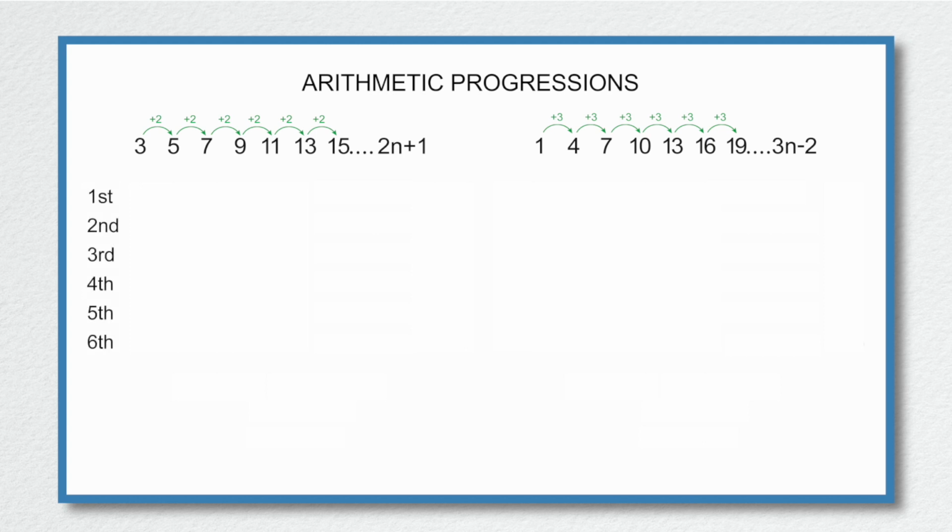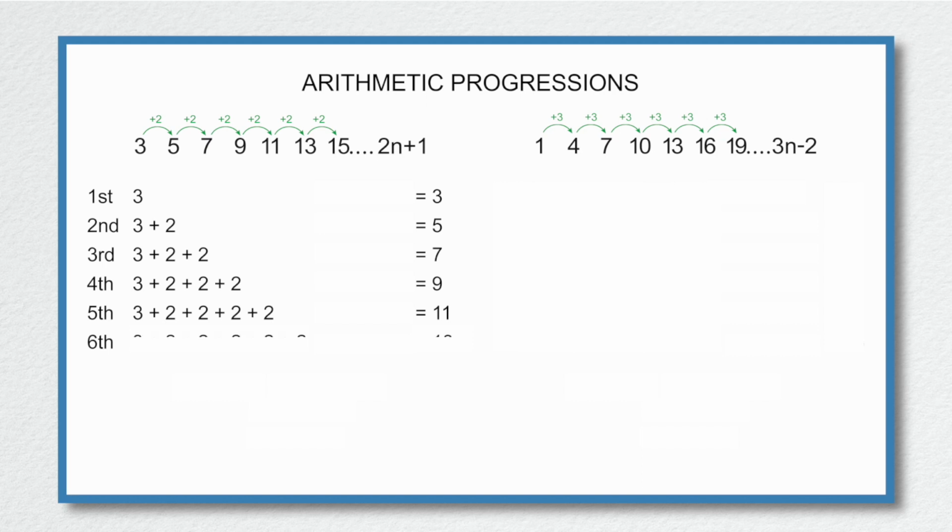So the first term is 3. The second term is 3 add 2. The third term is 3 add 2 add 2. The fourth term is 3 add 2 add 2 add 2. The fifth term is 3 add 2 add 2 add 2 add 2. And we'll write down the sixth term, which is 3 add 2 add 2 add 2 add 2 add 2.